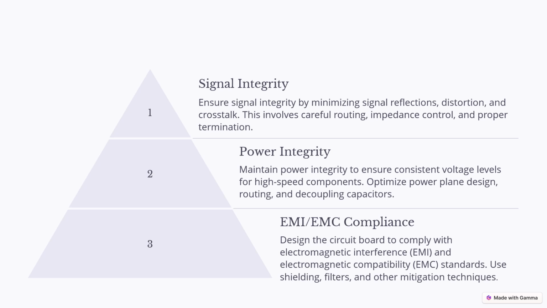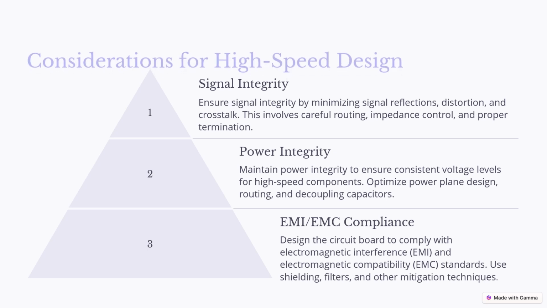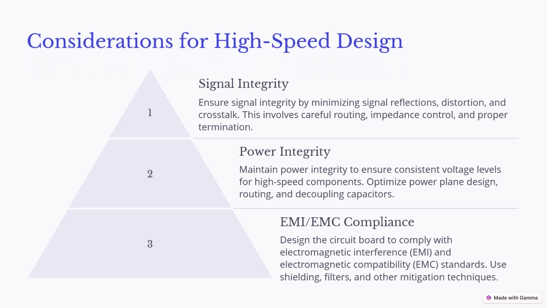Considerations for high-speed design. Signal integrity. Ensure signal integrity by minimizing signal deflections, distortion and crosstalk. This involves careful routing, impedance control and proper termination. Power integrity. Maintain power integrity to ensure consistent voltage levels for high-speed components. Optimize power plane design.